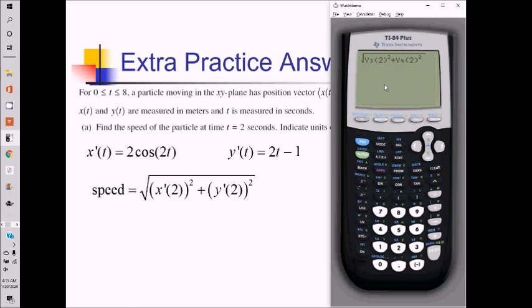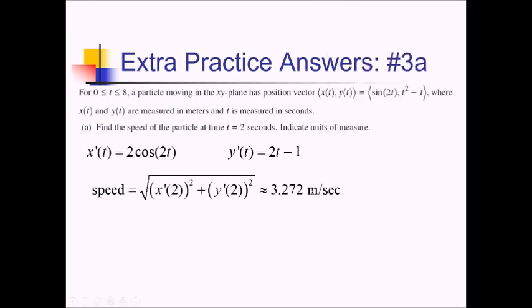So I can just do the square root of x prime of 2 squared plus y prime of 2 squared. So here's what that looks like on my calculator. Again, I defined x prime as y3, y4 is my y prime, and doing it this way, instead of doing the derivative of y1 evaluated at 2, it just saves me some bulky derivative notation. But this comes out to 3.272, and that's in meters per second. They gave us units, so we're giving them units back. Speed is a meters per second unit, so there we are.